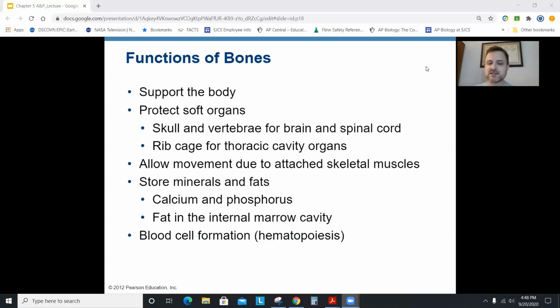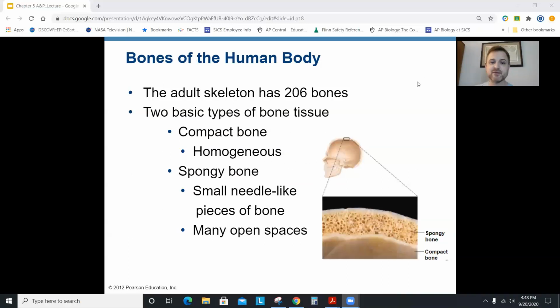There's fat inside the internal marrow cavity of your bones that your bones can release if you need energy. Blood cell formation is called hematopoiesis, so forming red blood cells, that happens in the marrow of your bones also. So when you think of bones, you think of just being for support. They actually do lots of things for your body.